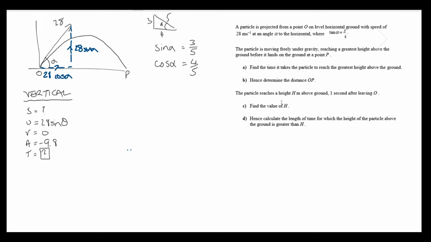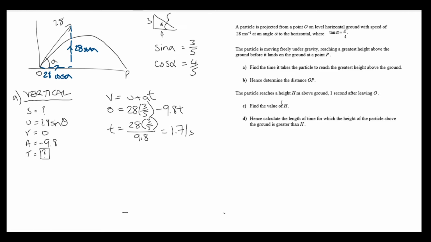The formula to use is v equals u plus at. Substituting in, we get 0 equals 28 times 3/5 minus 9.8t. And let's just rearrange to make t the subject. This is the fraction I'm going to put into the calculator, and I get 1.71 seconds. That's the time that it takes for this particle to get to that highest point on its flight path.